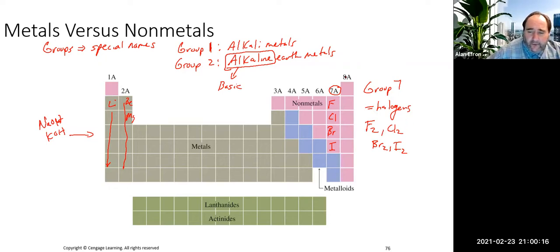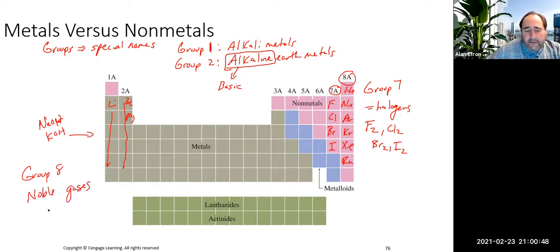Lastly here, group 8. Group 8 is where we find our noble gases. They're sometimes referred to as rare gases. Not so much anymore, but years ago. They're usually referred to now as noble gases. So that's our helium, our neon, our argon, our krypton, all of our ons, our xenon, our radon, all that kind of stuff. So group 8 is our noble gases.